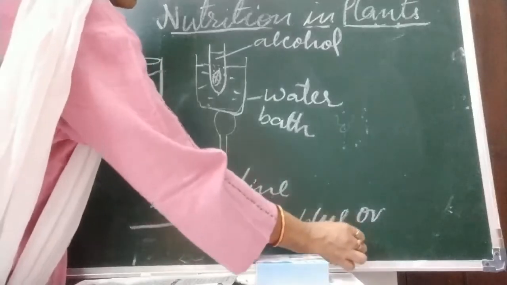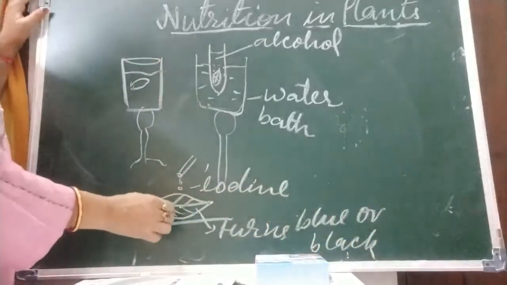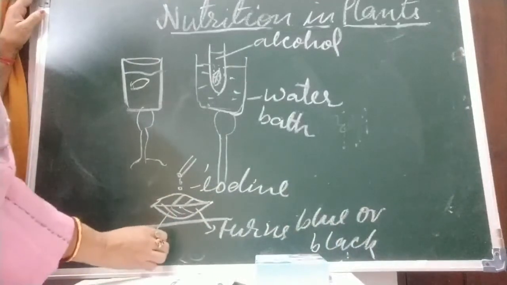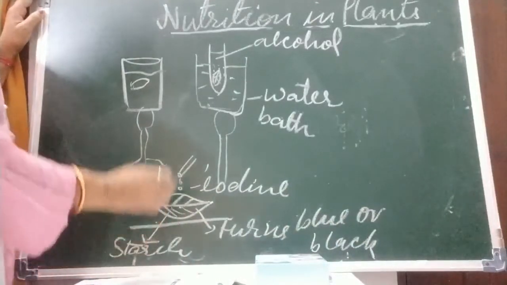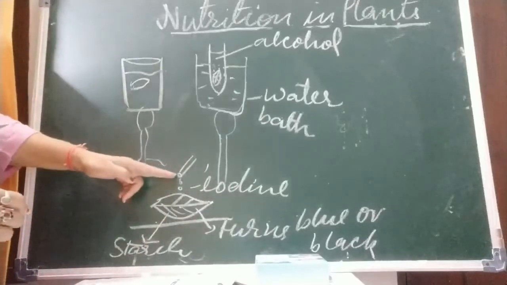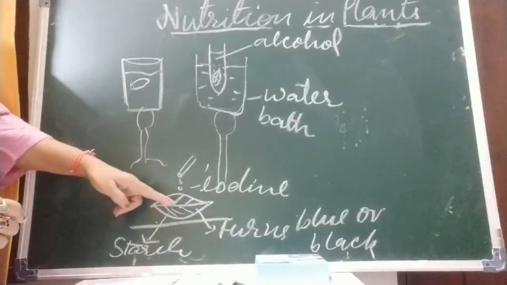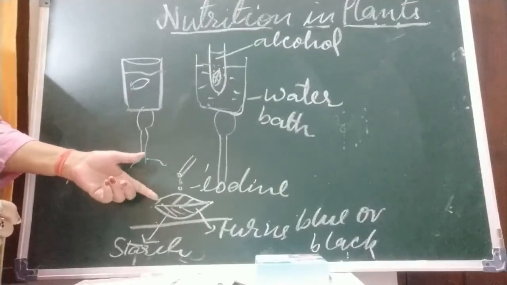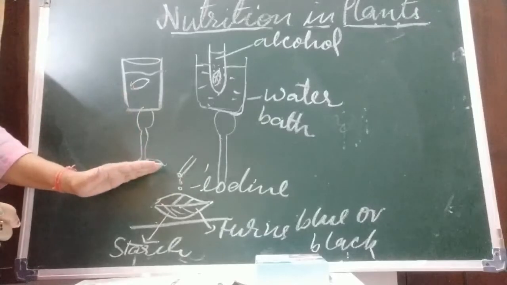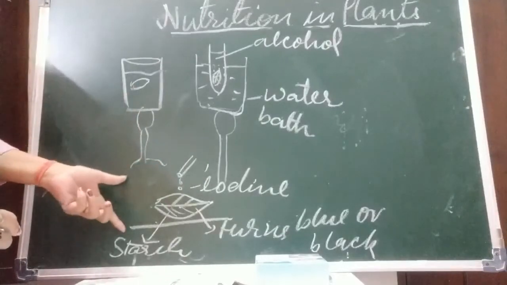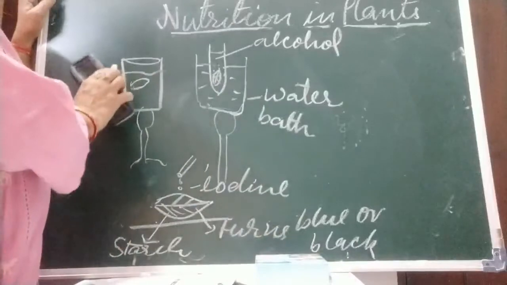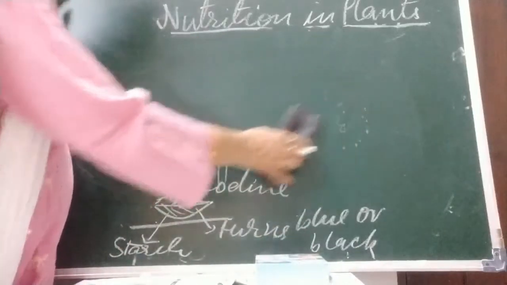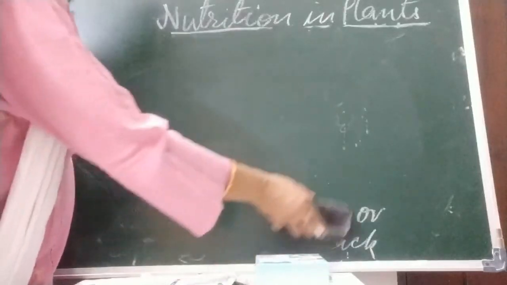Why? Because of the presence of starch. Starch is there. That is why we call it the starch test. When we add iodine, the starch which is there in the leaf turns blue black, and this is called the starch test, children. This proves that leaves make food. What are we proving here? That leaves are the part of the plant where the food is made, or photosynthesis.